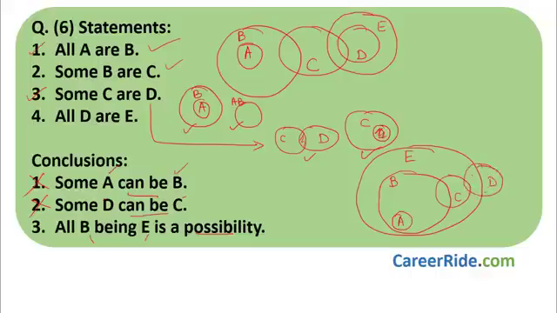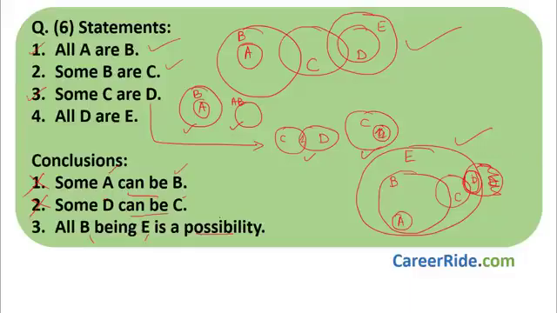Fourth is all the D are E. Now over here the entire D is not inside E. So instead of drawing D like this, we cancel this out and draw D like this, inside E. This is D. So what happens is that some C are D plus all the D are E. So all statements get satisfied. That means this is a possible situation or possible diagram. This is also a possible diagram.